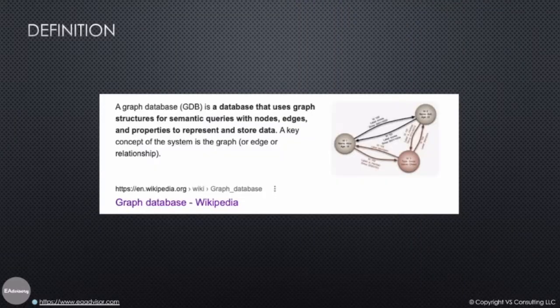I always like to start with definitions. A graph database is a database that uses graph structures for semantic queries, with nodes, edges, and properties to represent and store data. A bit of a jumbo mumbo for me, but I always like to go to Wikipedia to find out what things are and their definitions. What you want to look at specifically is that they talk about nodes. So why don't we start with that first?